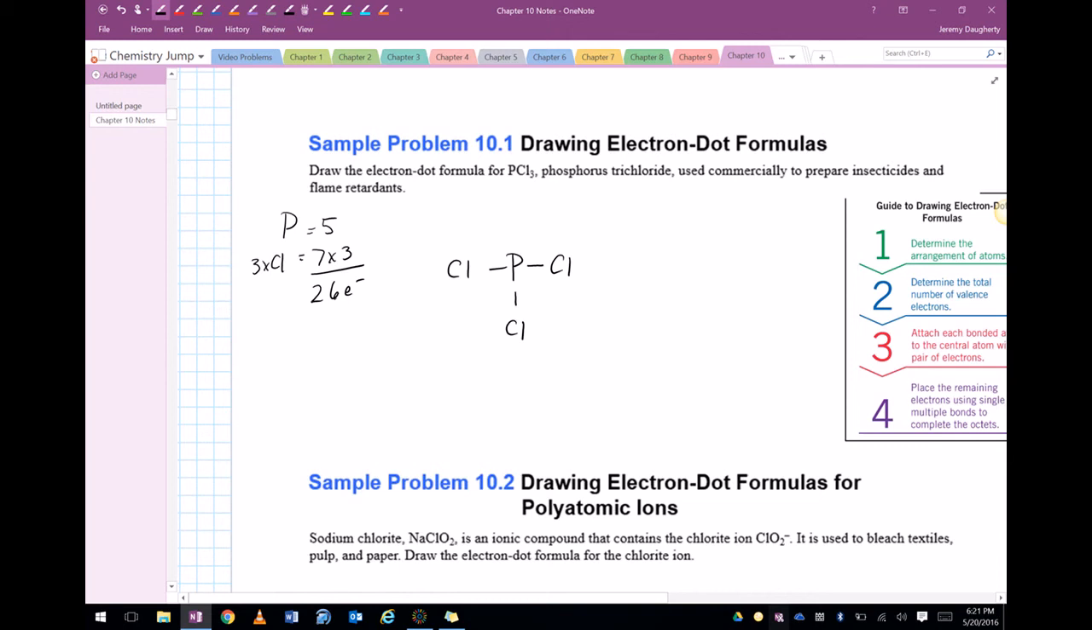Now I'm going to go around and give everybody 8. So right now, this chlorine right here has 2, right? Because that dash is a single covalent bond.